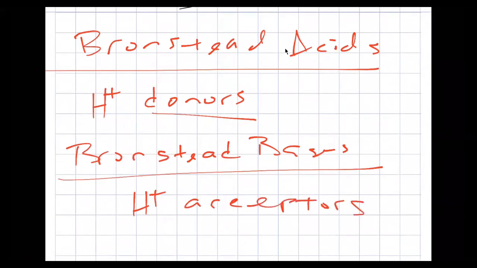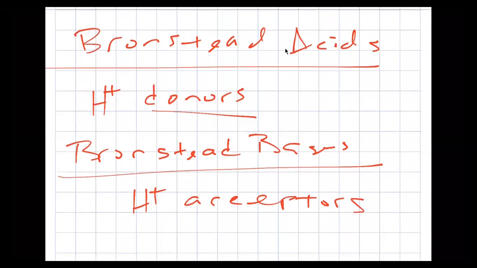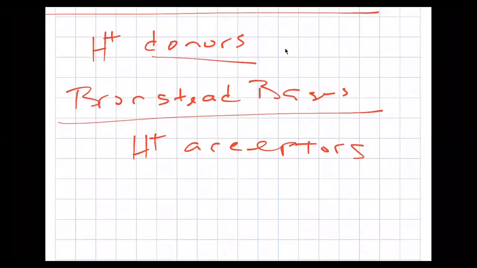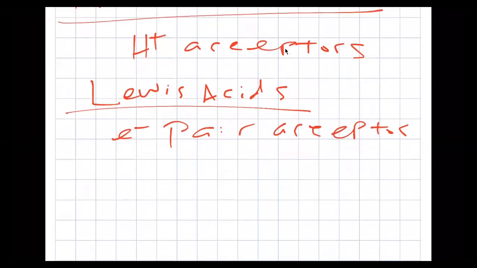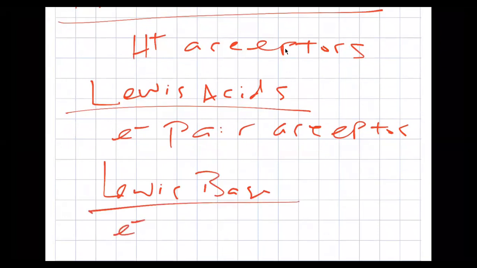Right, there's another type of acid-base relationship, and that deals with what we call Lewis acids. A Lewis acid is an electron pair acceptor. And then a Lewis base, that's an electron pair donor. We're going to center our discussion around Bronsted acids and bases.